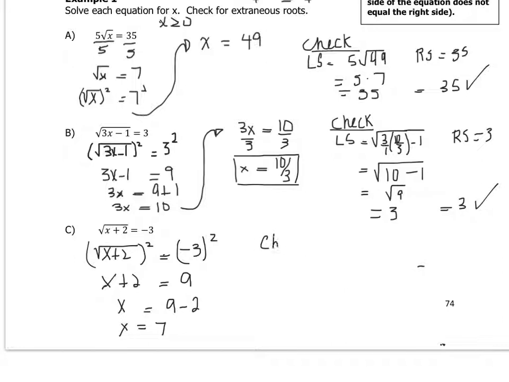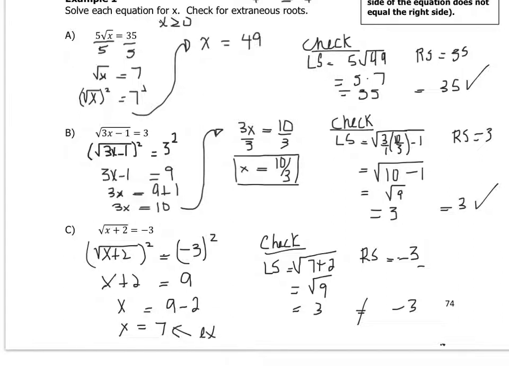So then if you check and plug it back into the original, the left side of the equation would equal the square root of 7 plus 2, which is the square root of 9, which is 3. But the right side of the equation is negative 3. So therefore we've got 3 equal to negative 3, which doesn't make sense. So that means that this is an extraneous root, and has to be rejected. So therefore there's no solution.